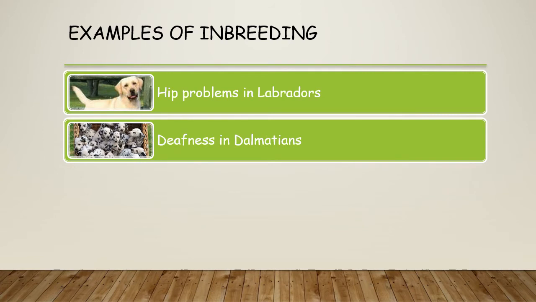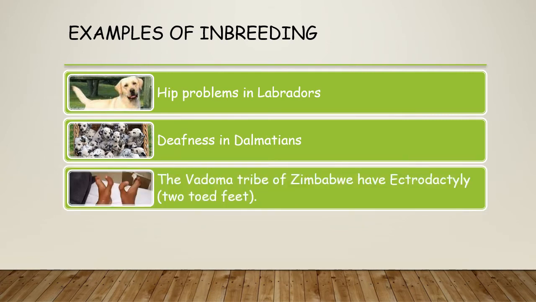You've also got problems like deafness in Dalmatians. And a human one: the Vigour tribe in Zimbabwe, they've got two-toed feet. So again, they come from a very small area, so you'll find that your marriages, etc., will be from very close relatives. And unfortunately, because of that very small gene pool, they have developed this problem with two-toed feet.